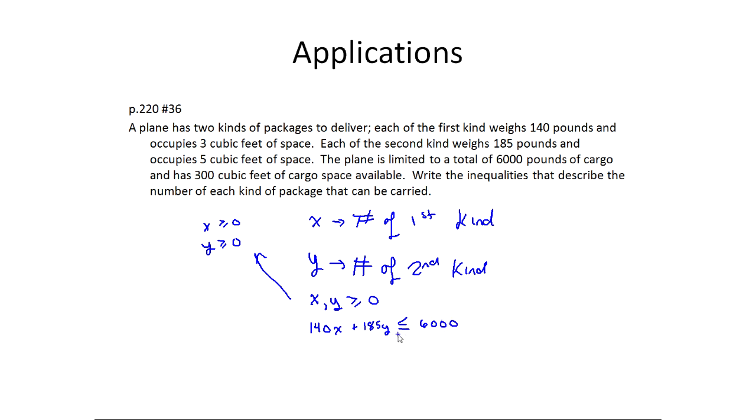Same idea with the cargo. Every first kind of package takes up 3 cubic feet, whereas every second kind takes up 5 cubic feet. And the maximum amount we can carry, we can't carry any more, so it'd be less than or equal to 300. So this system of inequalities would describe the number of each type that we can take. Technically this 0 is in there, so 6,000. I'm going to rewrite that, it's bothering me. 6,000. So this represents the number of each kind we can take.